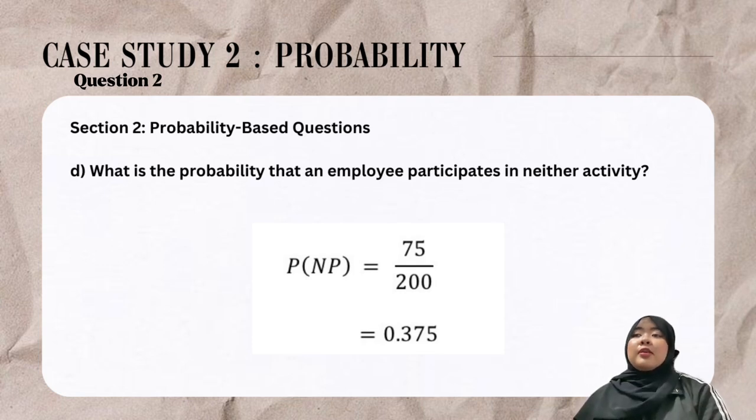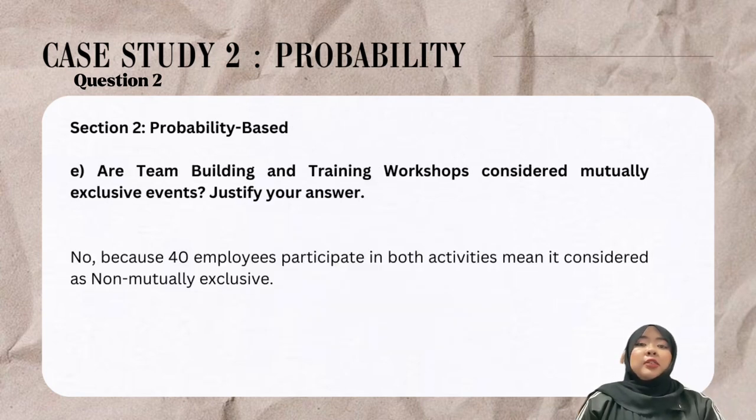The probability that an employee participates in neither activity is equal to 75 divided by 200, which is 0.375. 75 employees did not participate in either activity, so the probability that a randomly selected employee participates in neither activity is 0.375. And the last question, which is question E on section 2, is: are team building and training workshop considered mutually exclusive events?